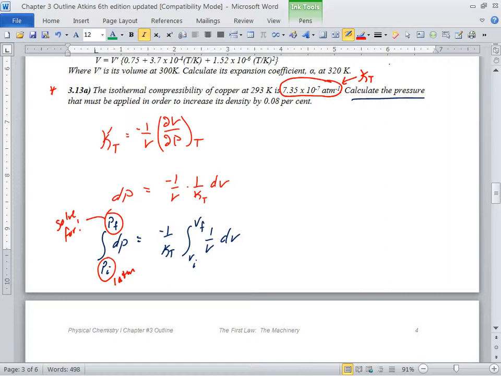The initial pressure is from, if you want to compress it, from this pressure, what's the pressure that needs to be applied? I guess you're supposed to imagine you're on a bench and you want to start applying pressure. Well, you're initially at 1 atmosphere. I guess you're supposed to assume that. But the point is you want to increase the density by 0.08%. So this is a little tricky. This is how I did it.